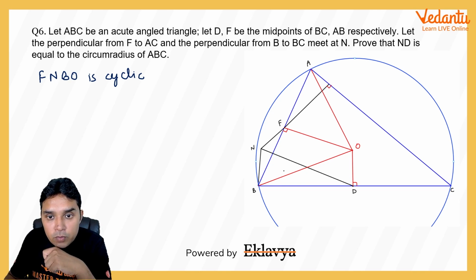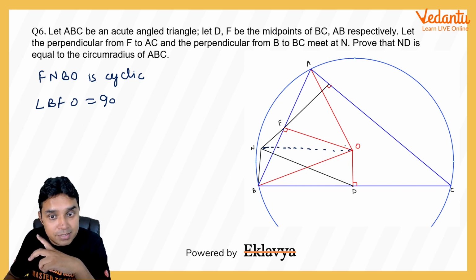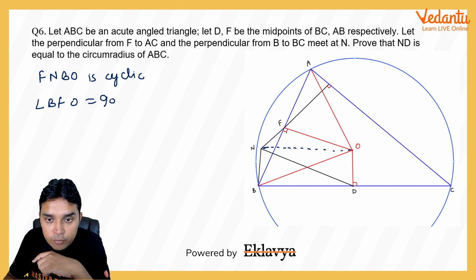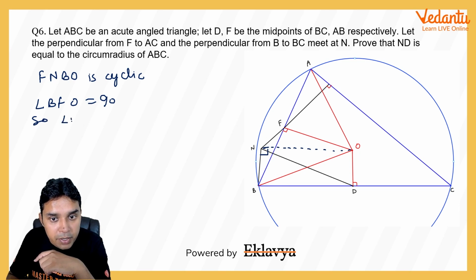Okay, and you can see in this quadrilateral, this angle at F, that is BFO, is 90 degree. Angle BFO is 90 degree. So if I join O with N, because F and N with B and O are cyclic, this OB will have to make the same angle at F as well as at N. So this is cyclic and this angle BFO is 90. So this angle BNO will also be equal to 90 degree.